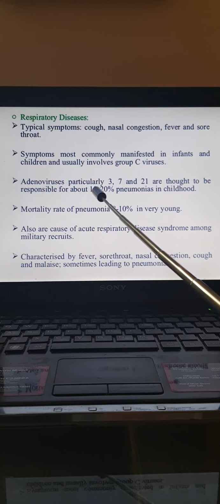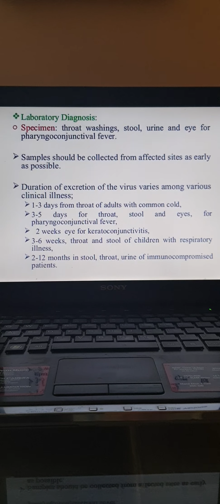As in the case of common cold, it is more commonly shed in the throat for 1 to 3 days. Similarly, in pharyngoconjunctival fever, it is seen for 3 to 5 days and can be isolated from throat, stool and eyes. In keratoconjunctivitis, for 2 weeks it can be isolated from the eye. For 3 to 6 weeks it is present in the throat and stool of children with respiratory illness, and it is shed prolonged in stool, throat and urine of immunocompromised patients, up to 2 to 12 months.